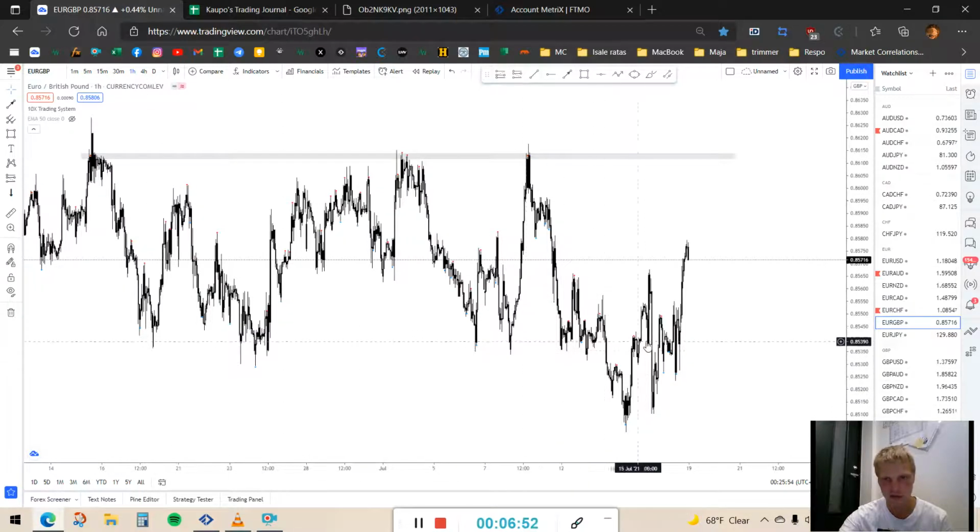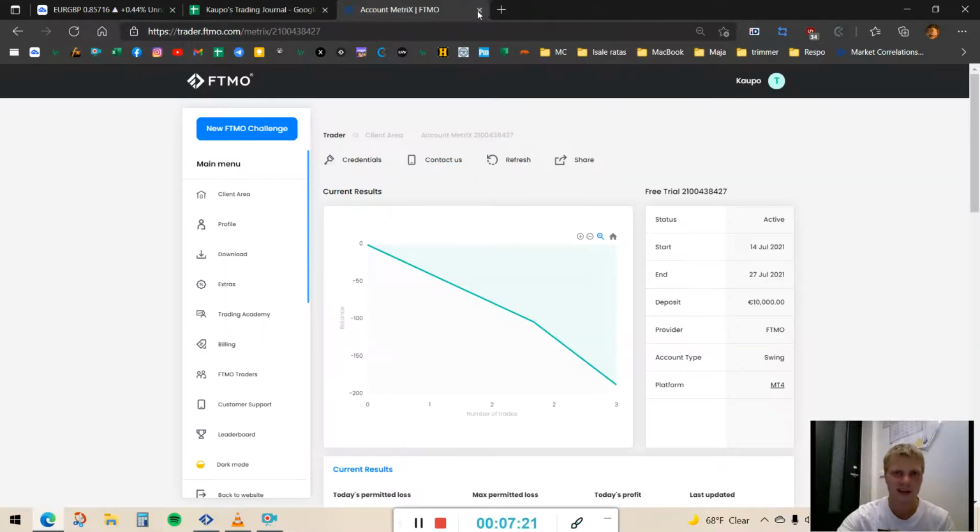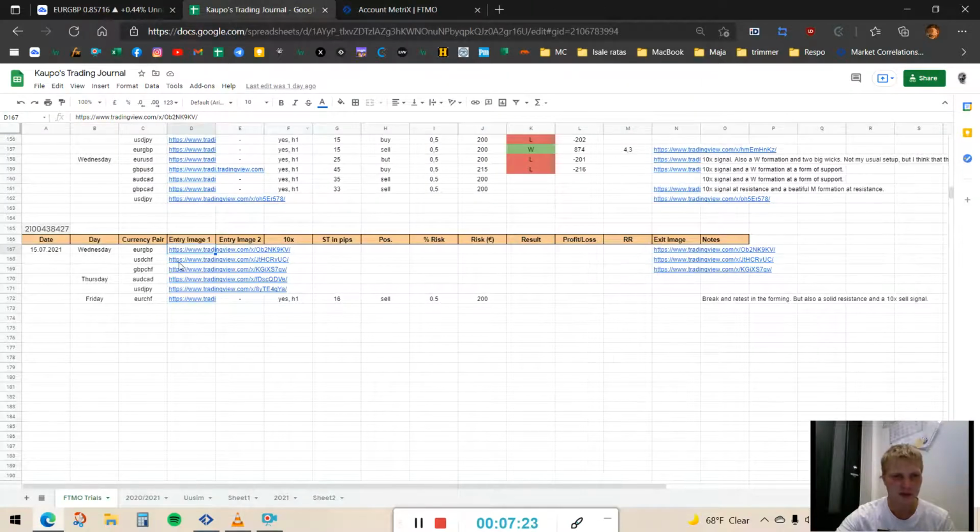There's a clear level, a clear break and retest, and a sell signal. If I would see that trade again, I would take it. So if you have any ideas what I should have done differently, feel free to comment. I know I don't use Fibonacci and stuff like that. That's just my trading style. I try to keep it as simple as possible. The KISS method, keep it simple, stupid. Anyway, moving on to the next trade.